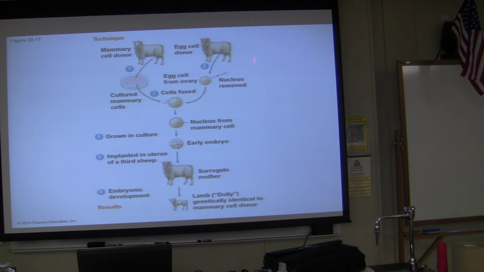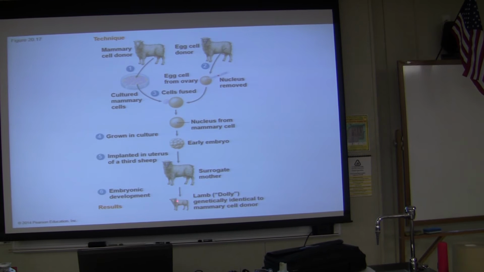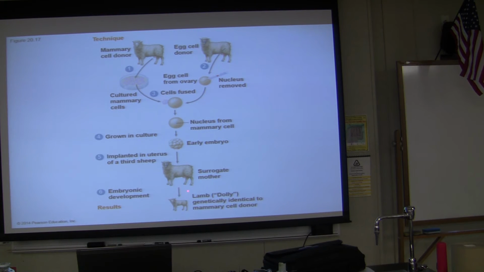When they removed the nucleus from the egg of that sheep, they still could not remove the mitochondria. So this animal is not a 100% clone of that animal. It's about 95, 96, 97%. What is the other 2-3%? Mitochondria. Very good. And mitochondria always comes from the mother. Okay? So that's how they cloned the sheep.